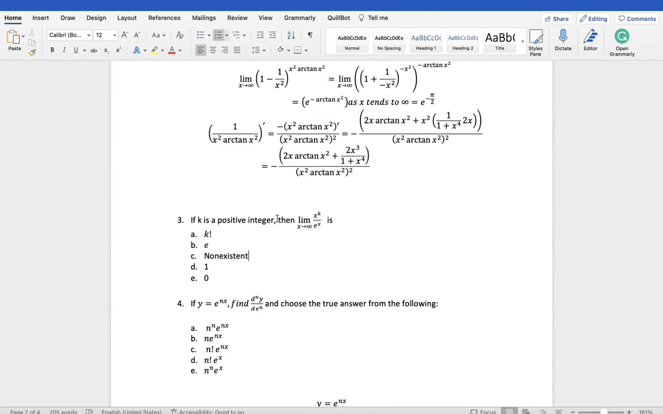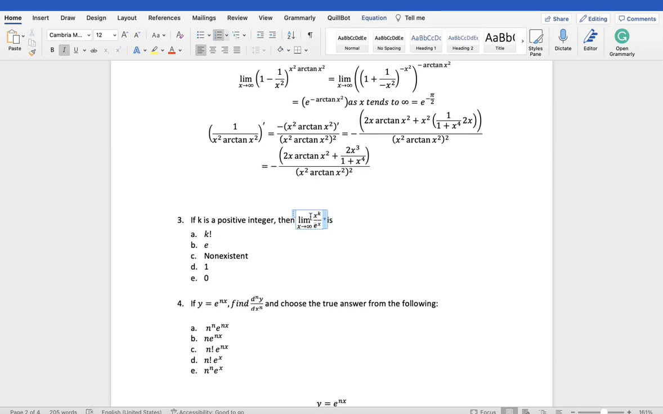For question 3, you have k is a positive integer, and you have the limit as x tends to infinity of x to the k divided by e to the x. Now, if you substitute the value of x, you will see that you have infinity over infinity, right? So you can apply L'Hopital's rule. But the problem is you will keep getting infinity over infinity, no matter how many times you apply L'Hopital's rule. So that's the specific case for this function.